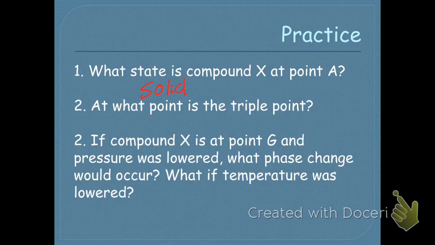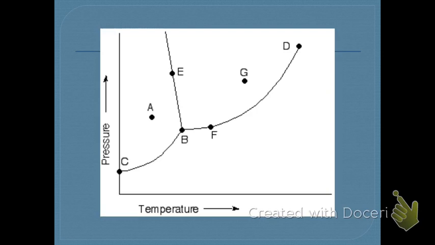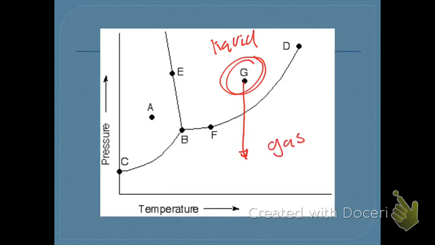At what point is triple B? If you look at the graph before, you see where all three areas meet, and that's the triple point, and then that is point B. If compound X is at point G and pressure was lowered, what phase change would occur? What if temperature was lowered? So if you go back to here, you have point G right here. If pressure was lowered, this point will go down to here, and since this was a liquid state before, it will turn into a gas state, and therefore evaporation will occur.